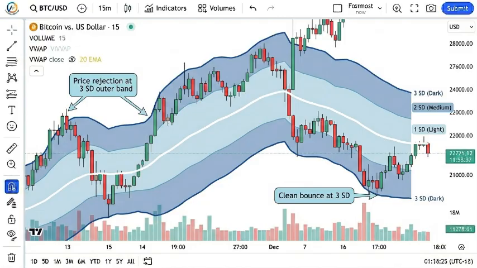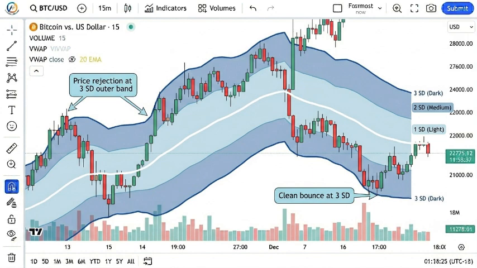The second band is at 2 standard deviations. This is extended range. Price rarely stays here. Reversion is likely. The third band is at 3 standard deviations. This is extreme range. Price almost always snaps back from here.